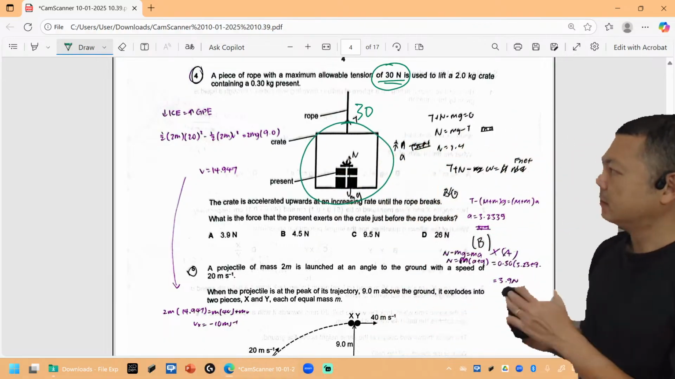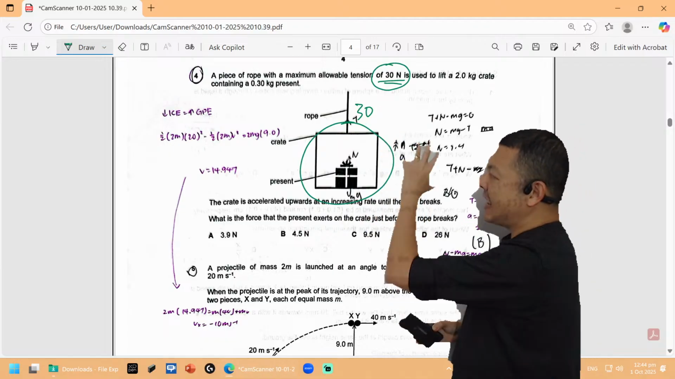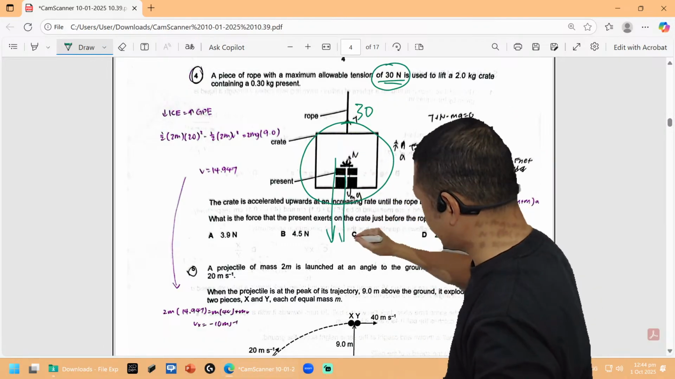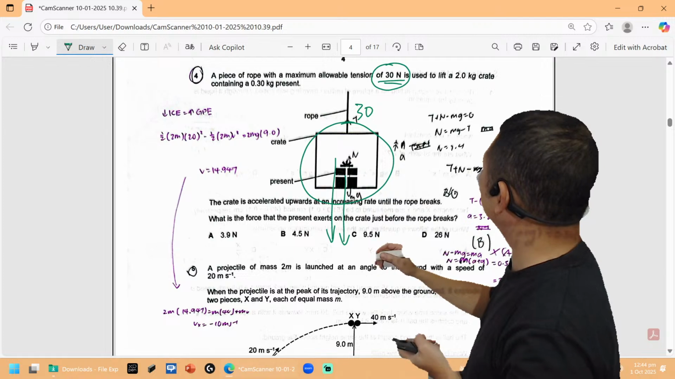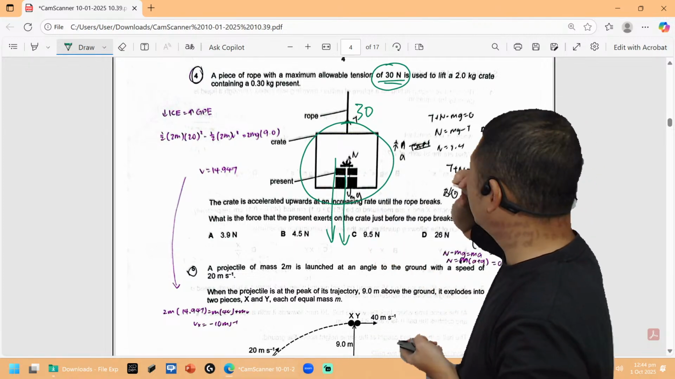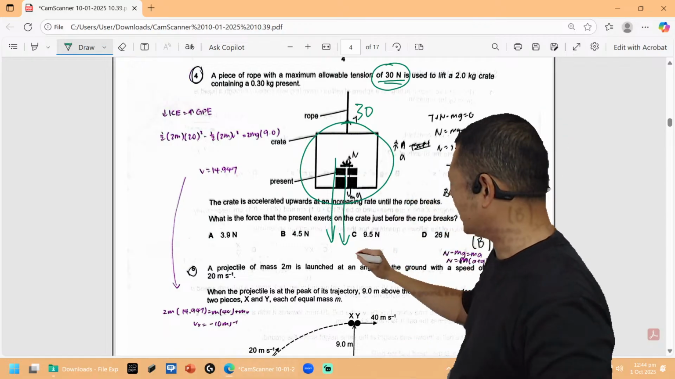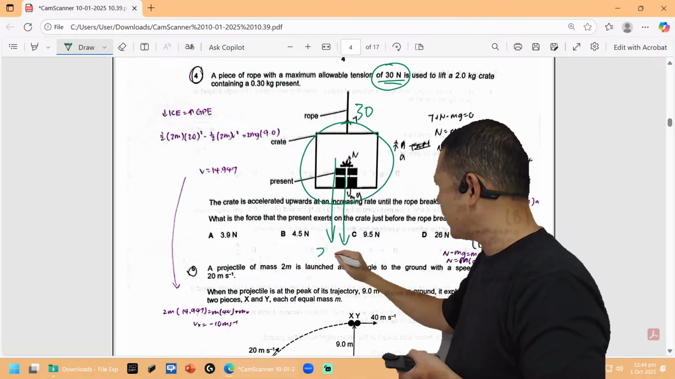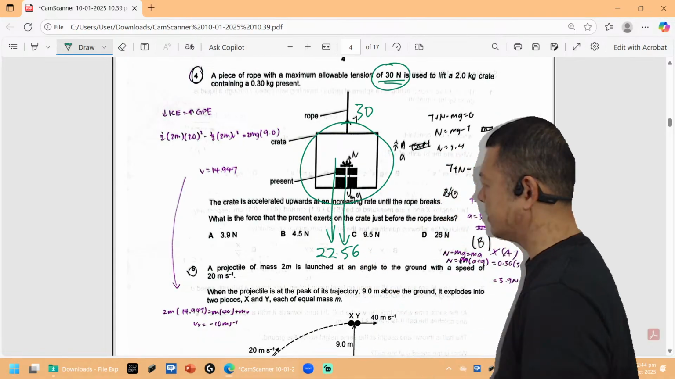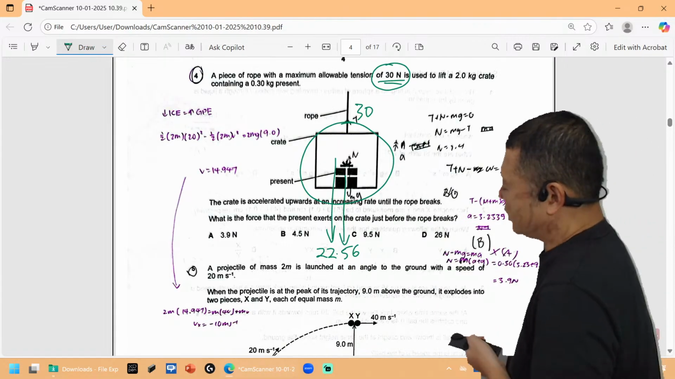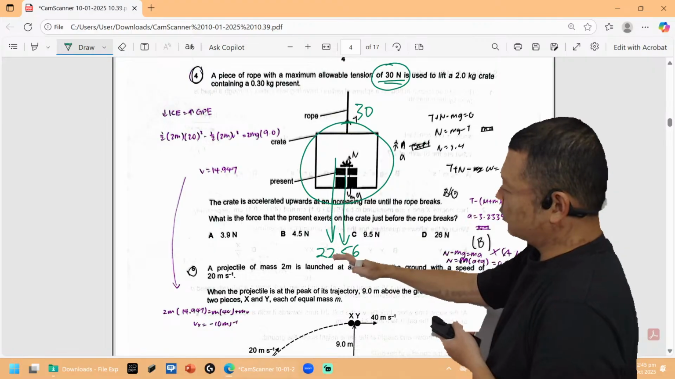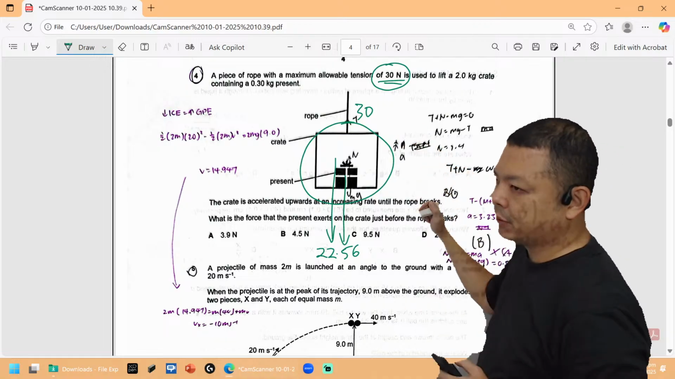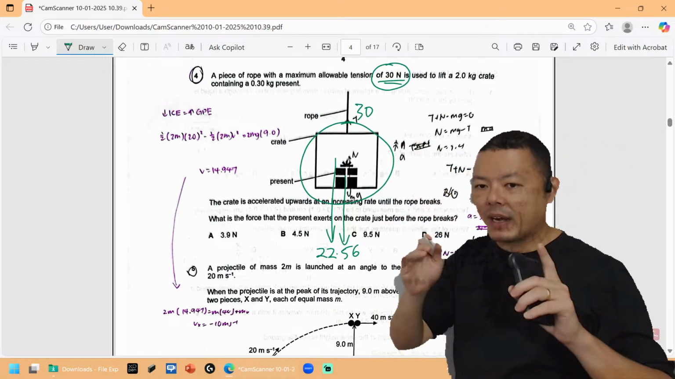So based on this maximum of 30 newtons, and the weight of the entire system, that means the weight of the crate plus the present. What's the total weight here? 2.3 times 9.81, how much is that? Just punch it in. 22.56. Okay? So what you have is a total weight of 22.56 newtons, with a maximum allowable 30 newtons. In fact, you can already find out the maximum acceleration of the entire system.